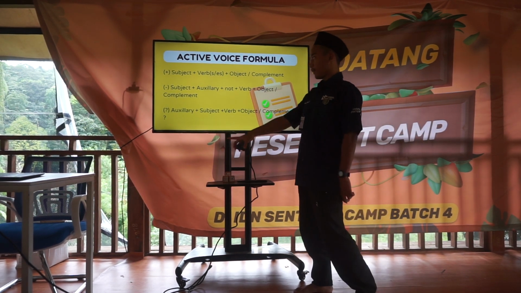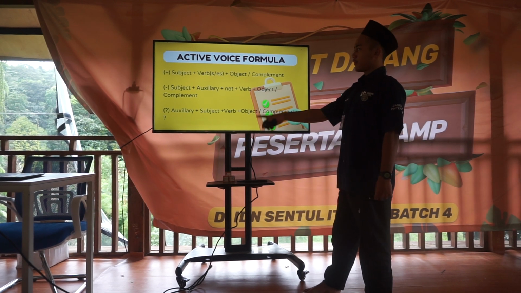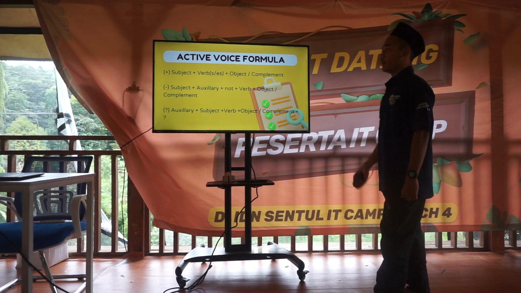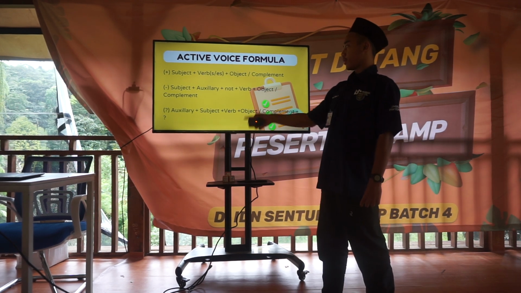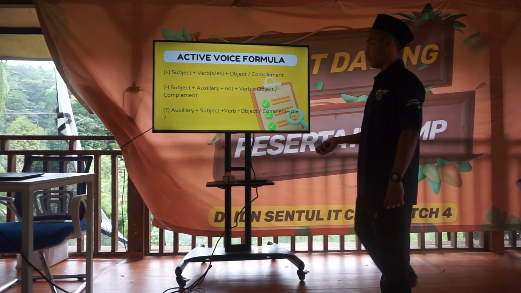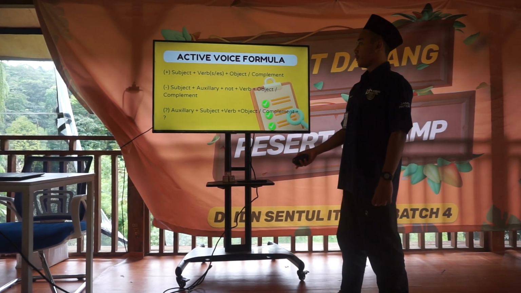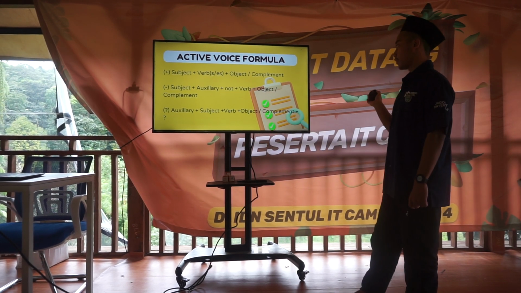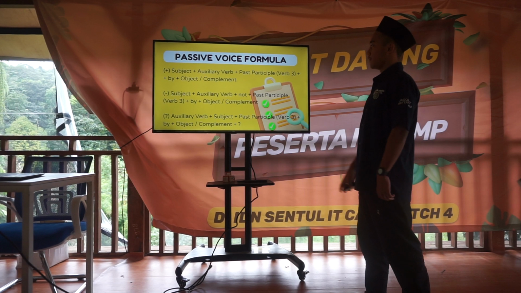Also, this is the formula for active voice. For the positive, the subject plus verb, sometimes with S or ES, and then object or complement. For the negative, subject plus auxiliary plus not, then verb, then the object or complement. And for the interrogative, auxiliary first, subject, verb, then object, and don't forget the question mark.